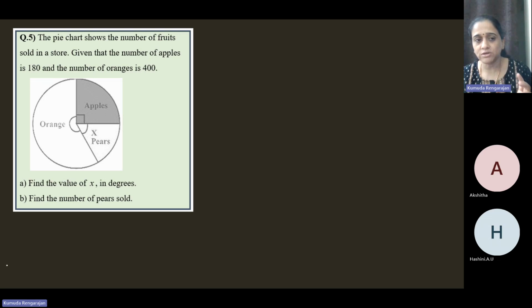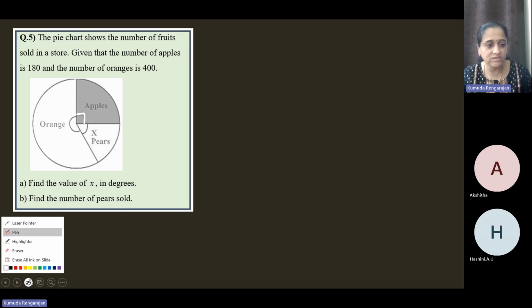Now, see for which item you know the value and the central angle. For apples, you know the central angle is 90 degrees because you can see this. For apples, you know the central angle as well as the number of apples. For each component, like apples, oranges, pears, you will have the number, like how many, and the central angle. So for which one do you know both? For apples, you know both. Use that.